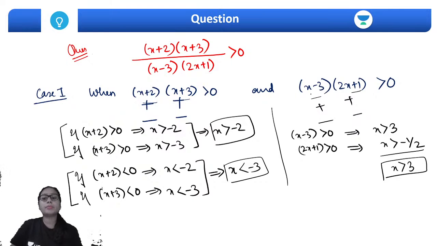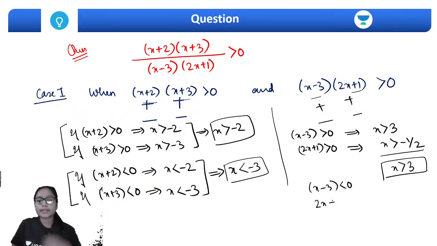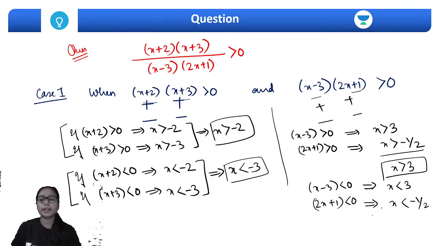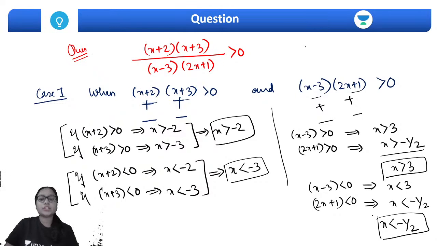Now I'll consider when both the terms are negative. So x minus 3 is less than 0 and 2x plus 1 is also less than 0. This occurs when x is less than 3 and when x is less than minus 1 by 2. Now can you tell me what would be the common value here? The common would be x is less than minus 1 by 2. So I have these values of x. Let me just write all these values on the number line, just for ease of understanding.